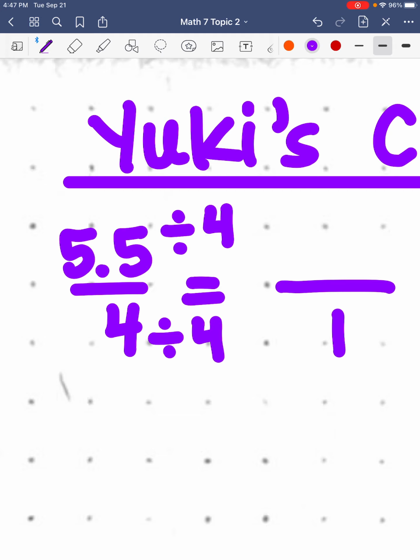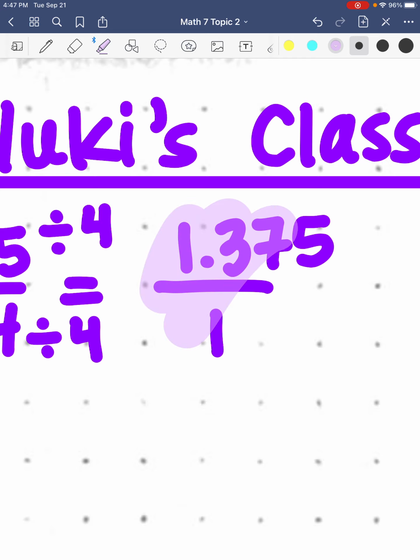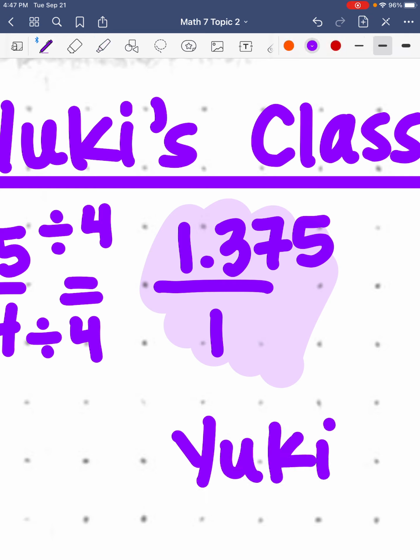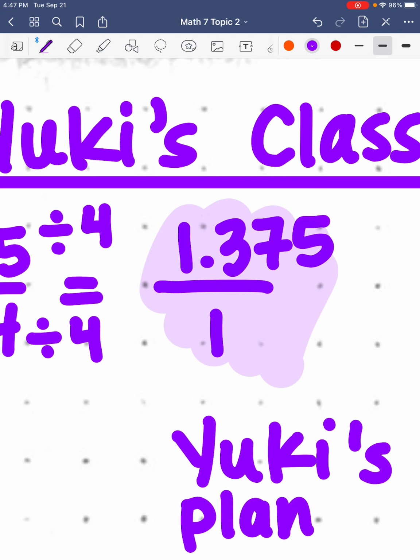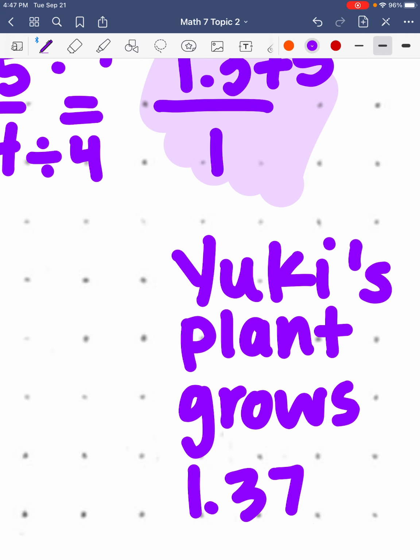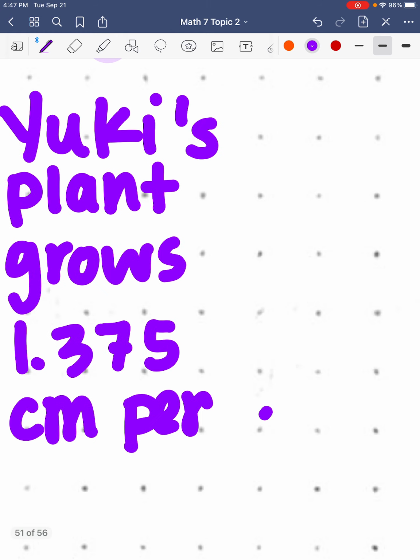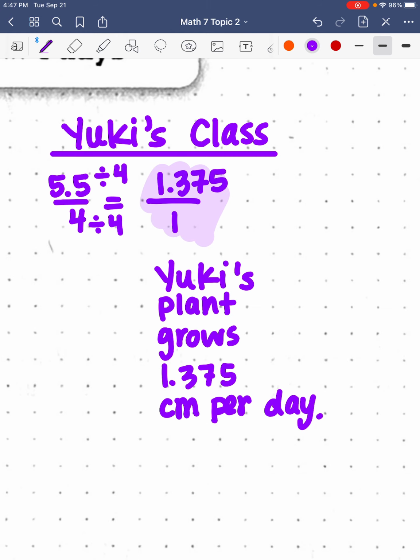So I'm going to put into my calculator 5.5 divided by 4, and I get 1.375. 1.375 over 1, that right there is our unit rate. What does it mean? It means that Yuki's plant grows 1.375 centimeters per day.